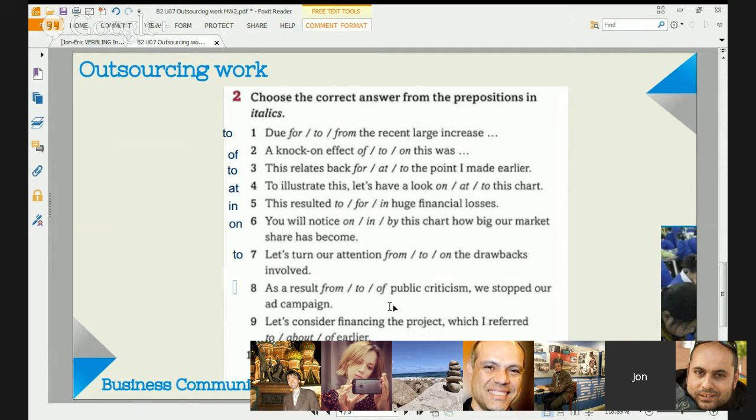So you're saying "of," is that right? Yes, I don't know, "to" or "of." Okay. "As a result of public criticism." I agree. "Result of" sounds better. "We stop our ad campaign." Ad for advertisement. Ad campaign.